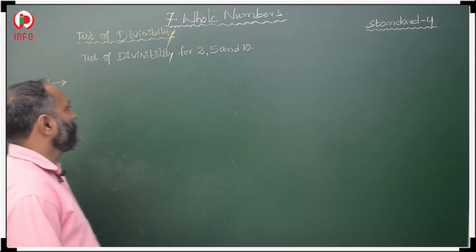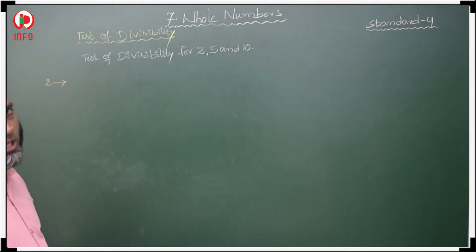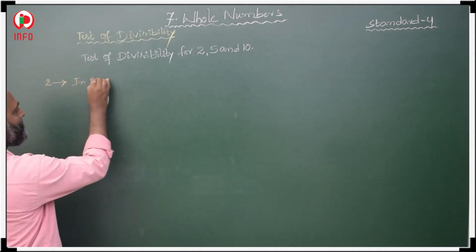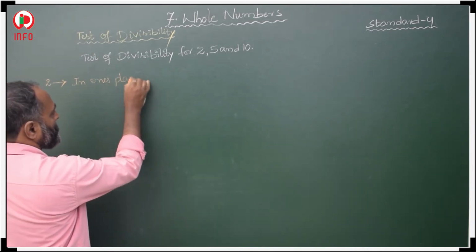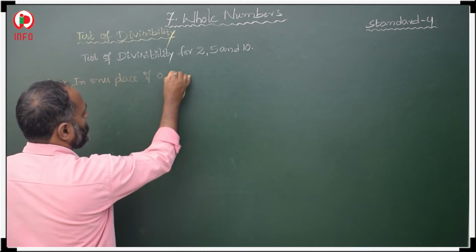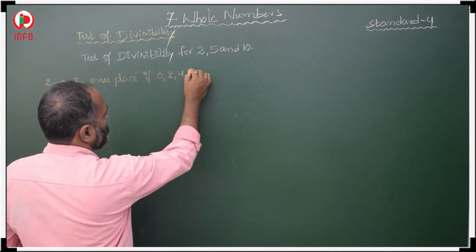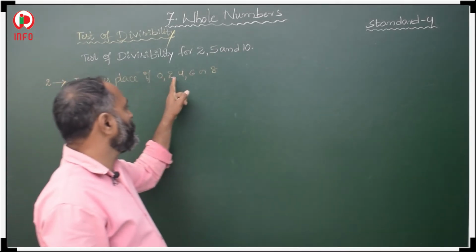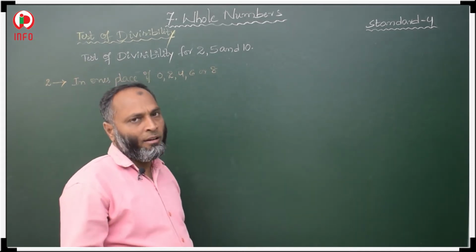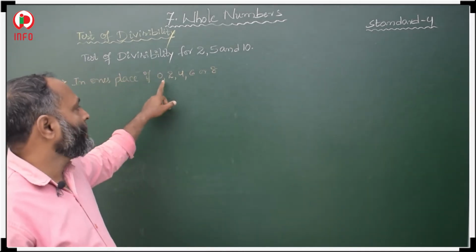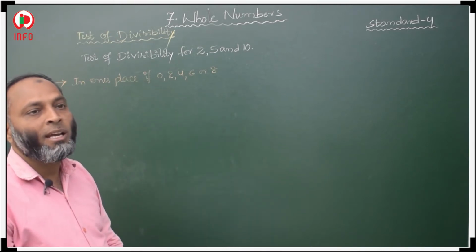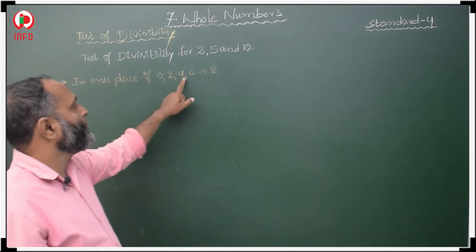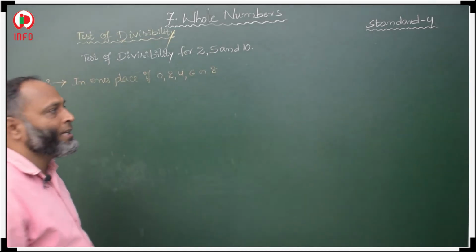See here, first we have to check the two table. How do we say that the given number is divisible by 2? In the ones place, if 0, 2, 4, 6 or 8, any one digit from these comes, then that number is divisible by 2.